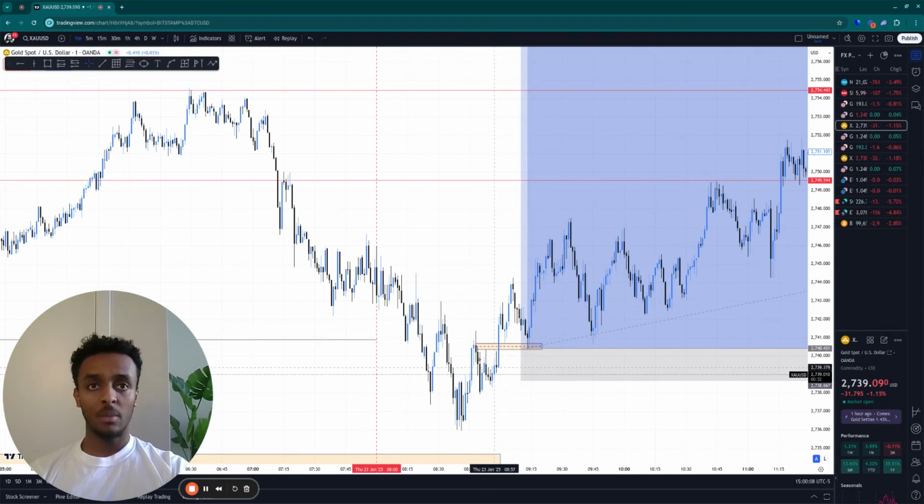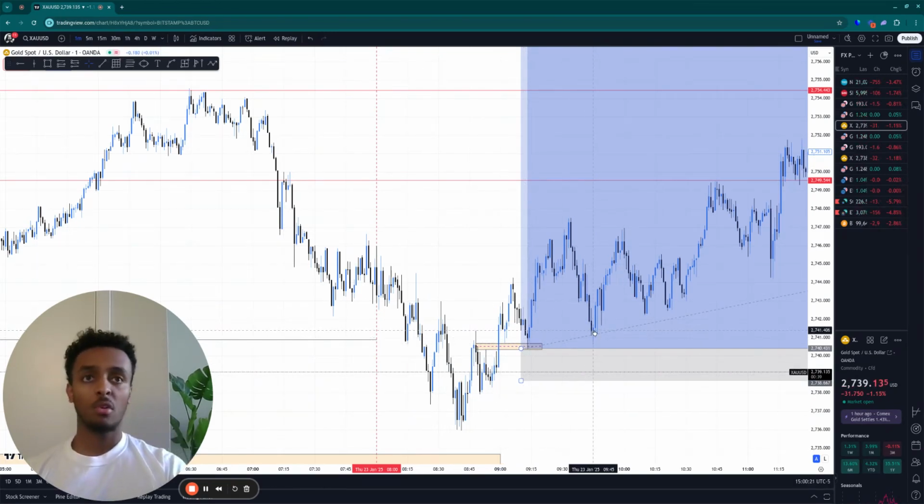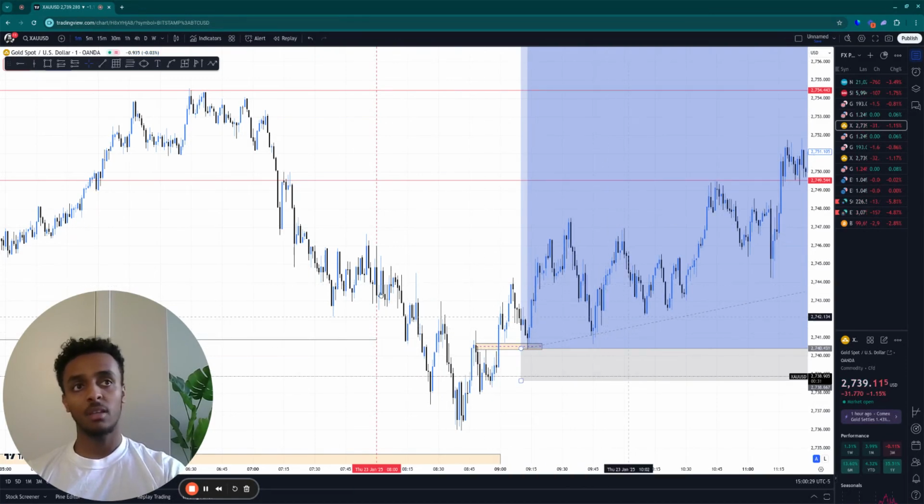A fair value gap coinciding with where this order block is, liquidating these buyers right here. Boom, this is our entry point. You could have executed here if you wanted to. All the same, really. To me, I would have either found it here or I would have executed somewhere within here. Put stops under here and ran the same trade.